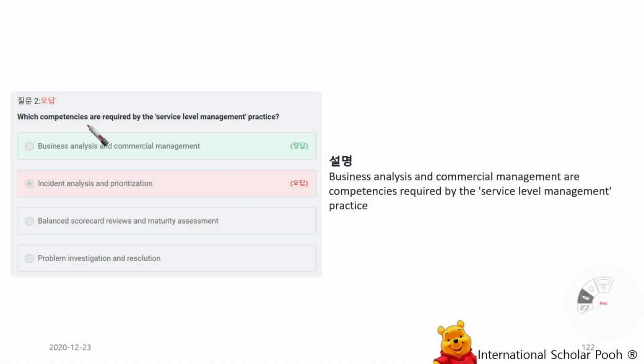Which competencies are required by the service level management practice? Business analysis and commercial management. Business analysis and commercial management are competencies required by the service level management practice.